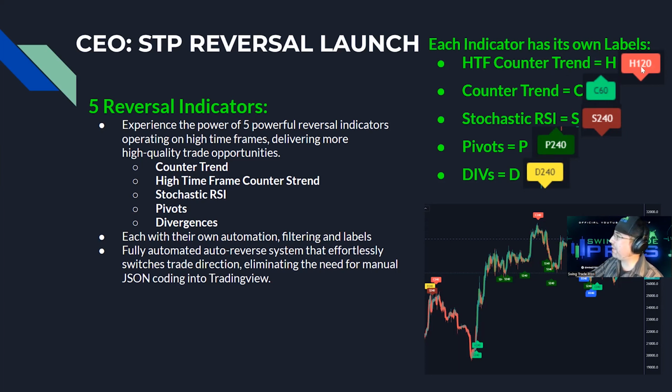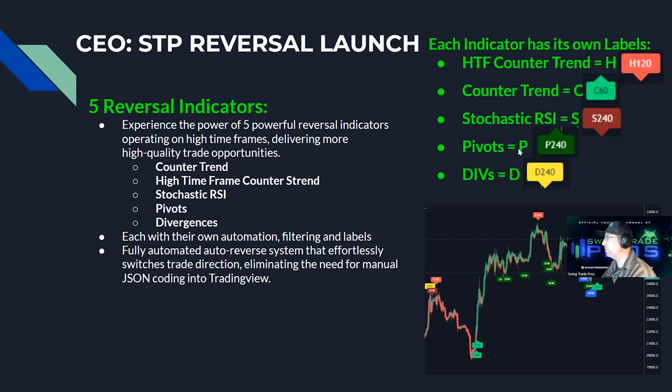And then 120, that means that's the time frame that it's running on, right? So this would be on a 2 hour. Counter trend is a C, and in this case, it's running on a 1 hour. You can see stochastic RSI, it shows up as an S. This is on 4 hour. And then we have our pivots and divergences, okay?